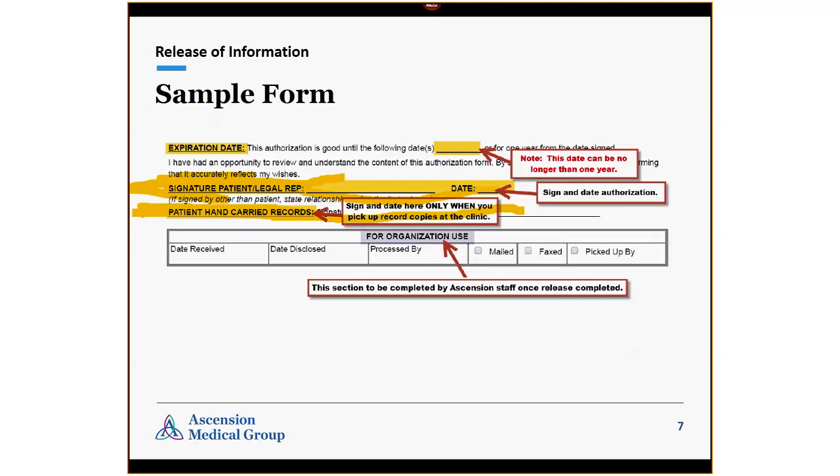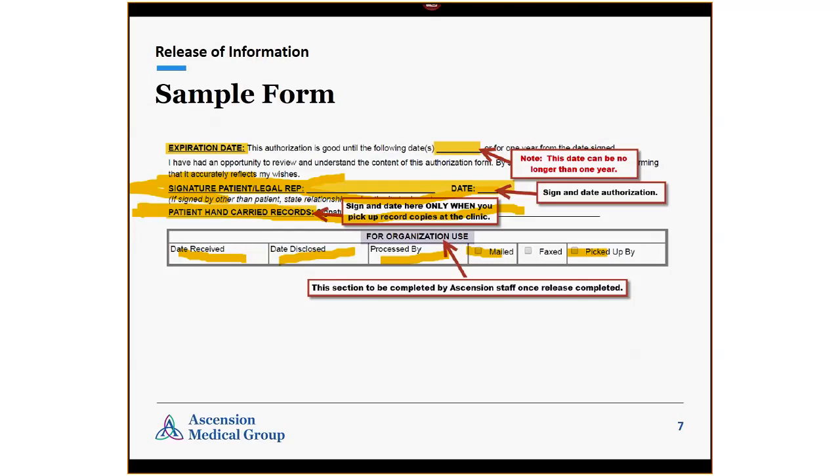The very bottom of the form is meant to document any releases that you do in the clinic. So if you release a copy of lab results, for example, you would fill in the bottom section with the date that you received the request from the patient, the date that you processed the disclosure, your name or initials, and whether you mailed it or if the patient picked it up.